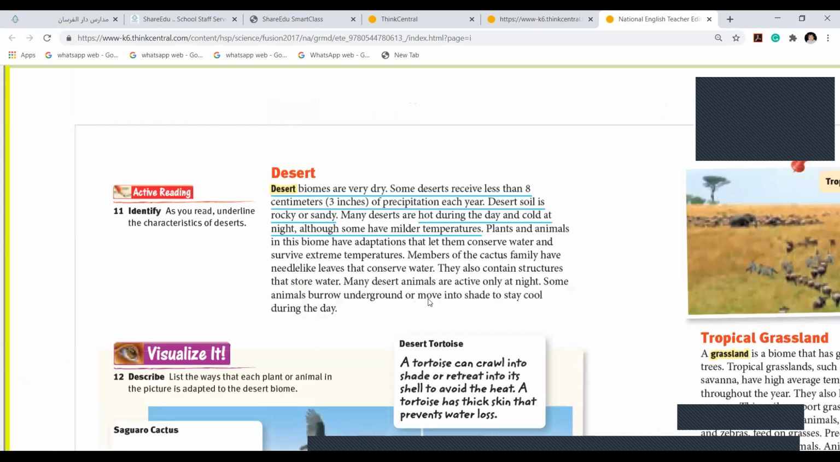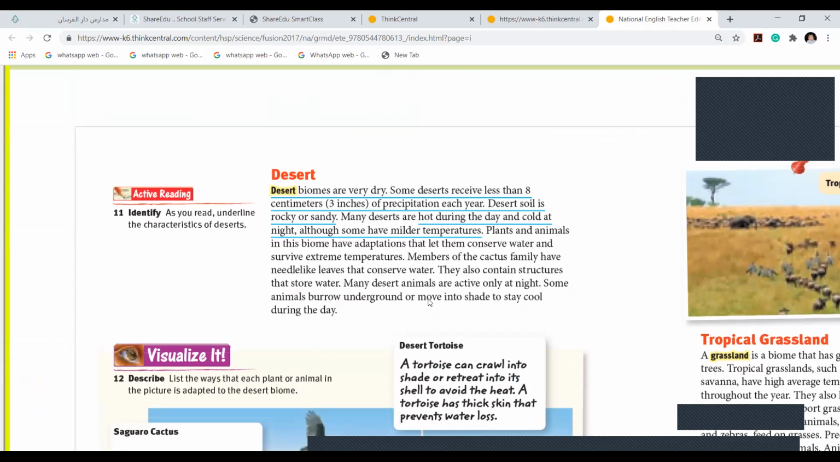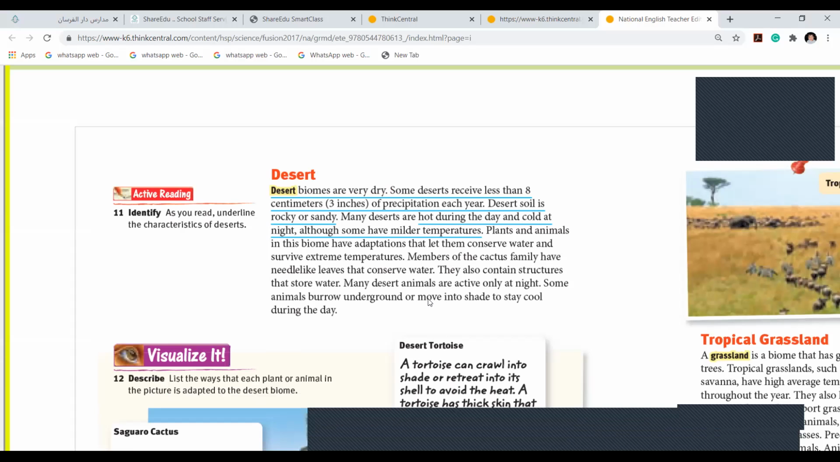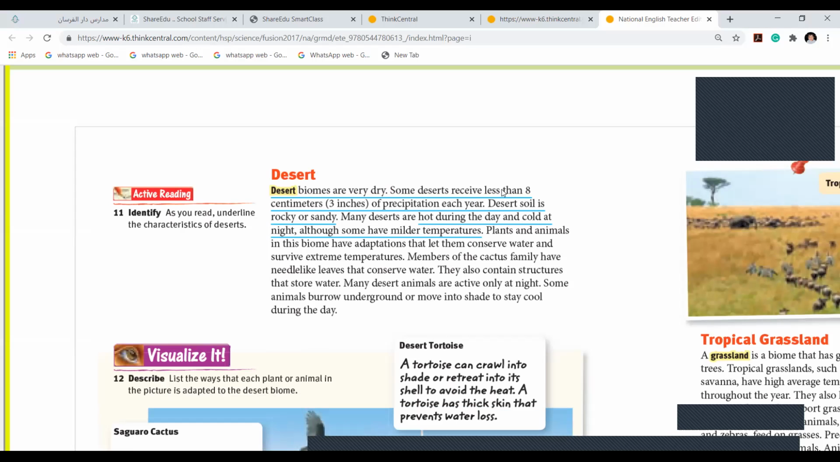Next, you know desert. Okay, Saudi Arabia is a desert. Deserts receive less than 8 centimeters of rainfall each year. Desert soil is rocky or sandy. You can highlight with me, girls, whatever is underlined. Desert soil is rocky or sandy.